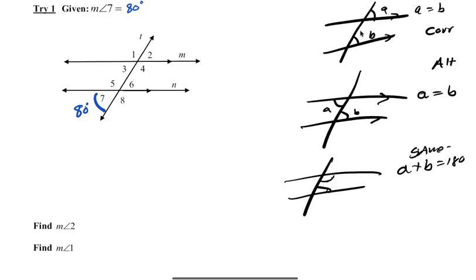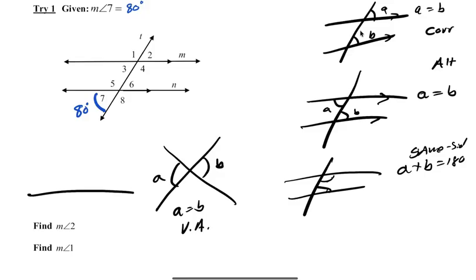And what we also have is vertical angles from a prior lesson. If they make an X, they're equal to each other. That's called vertical angles. And we also have linear pair, or supplementary. Anytime you have a straight line, the angles make 180 degrees.